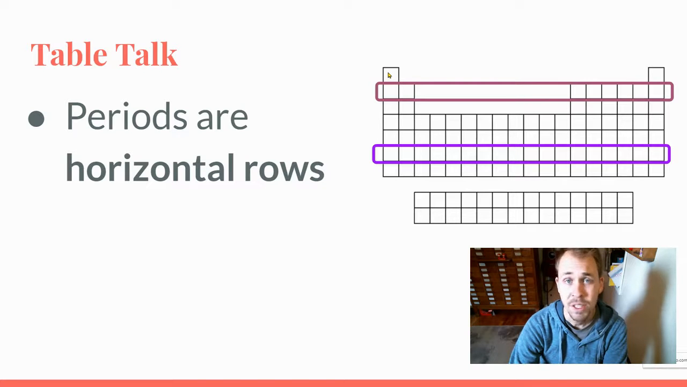Up above that, the first period just has 2 elements in it. So I've got one element here and one all the way over there. That's the whole first row. That's period number 1. Down here, I've got period number 2.